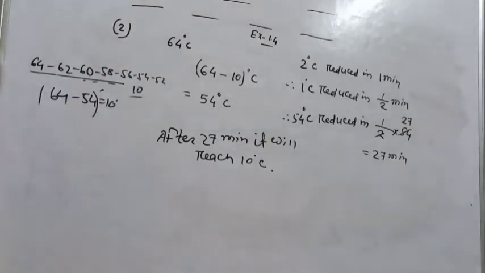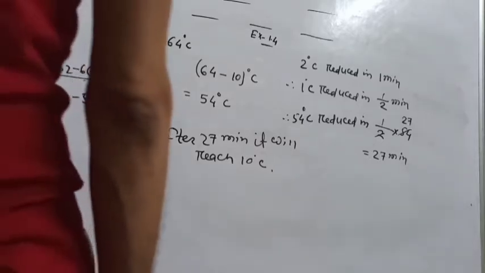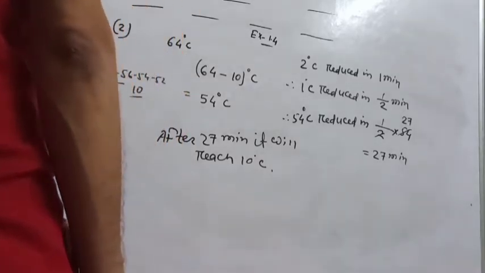Next we have: what will be the temperature 36 minutes after it is put in the freezer? Now, temperature after 36 minutes. The initial temperature was 64 degrees Celsius. The temperature is reduced 2 degrees Celsius per minute. So let's see.